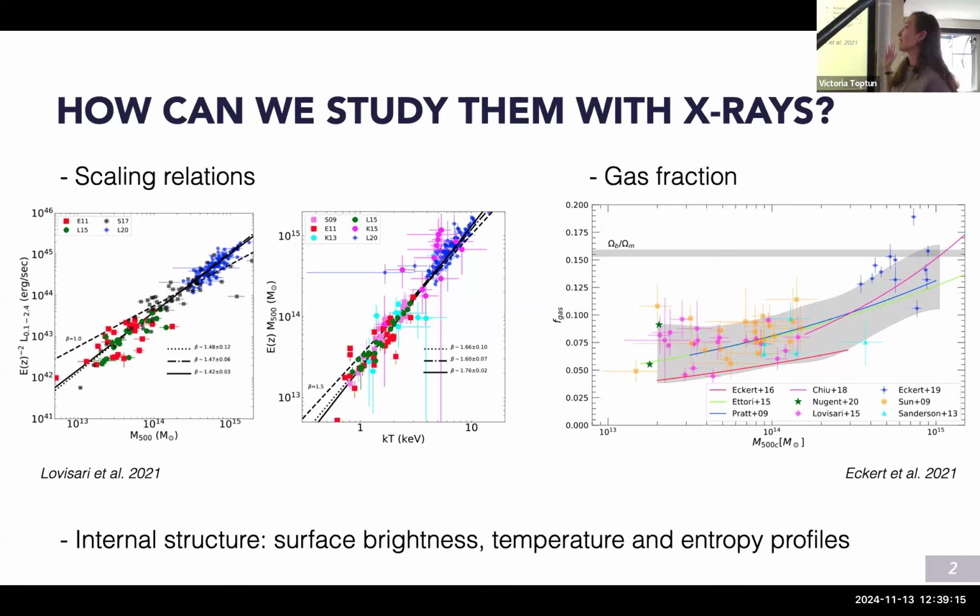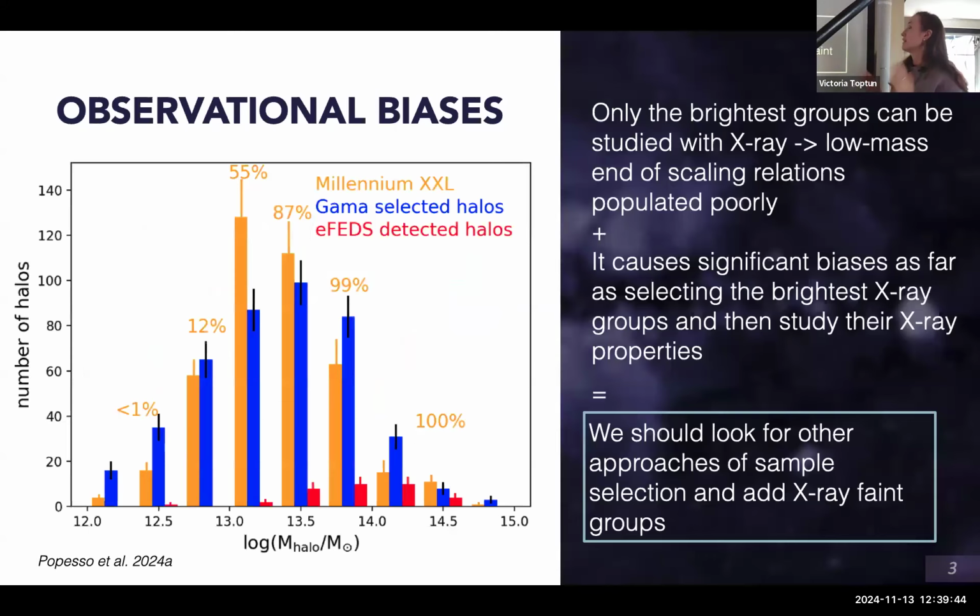Also, it's interesting to check the gas fraction, because if we see less gas inside a given radius than we should have, it may also tell us about some processes going on inside halos that affect the amount of gas inside. And as I already said, it's interesting to check different profiles to have more insight into the internal structure of the halo. But when we work with X-rays, it may also be a problem to have some observational biases.